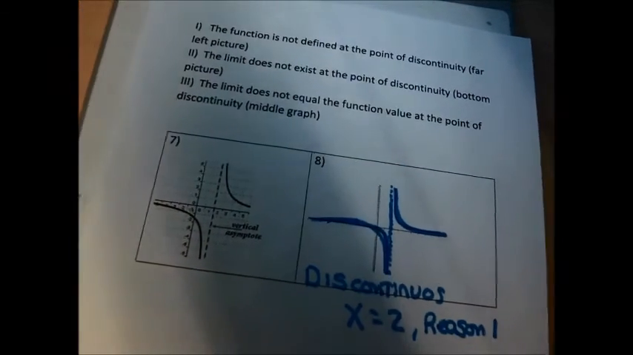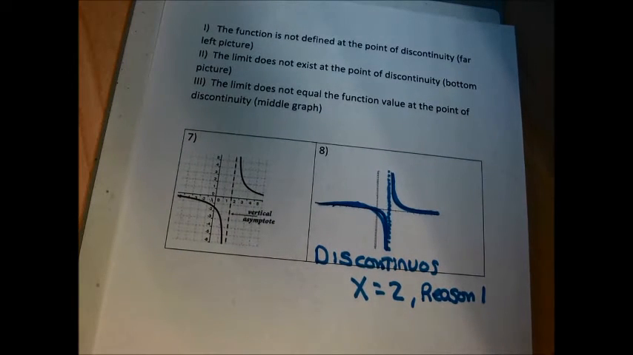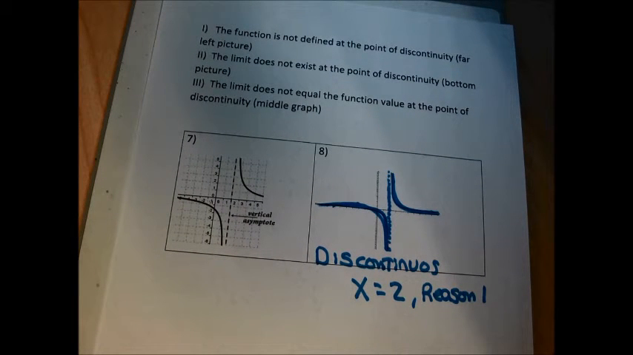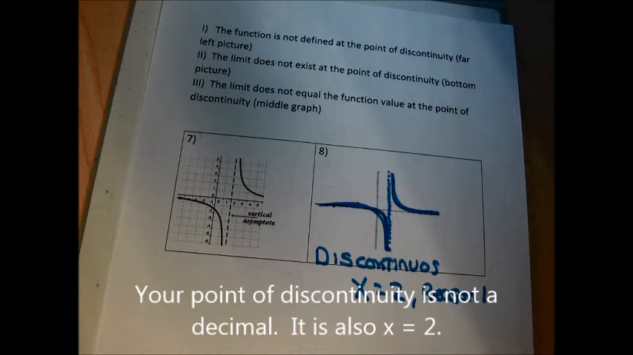So when you go to do your problem 7, it's just going to be the same thing. You have 1 point of discontinuity, and it's going to be a decimal actually. And it's going to be reason 1 again because the function doesn't exist on vertical asymptotes.